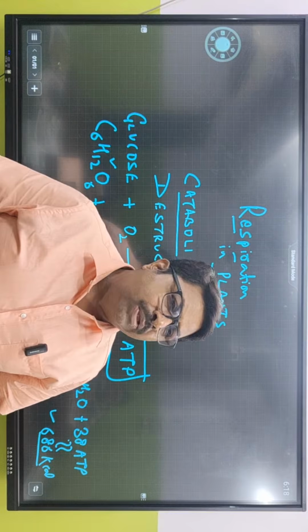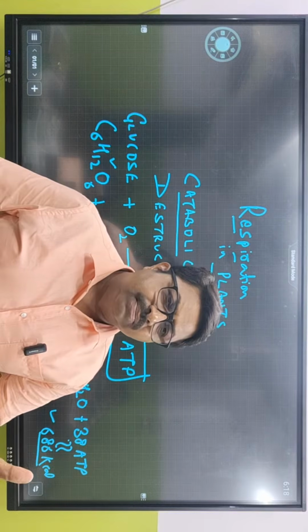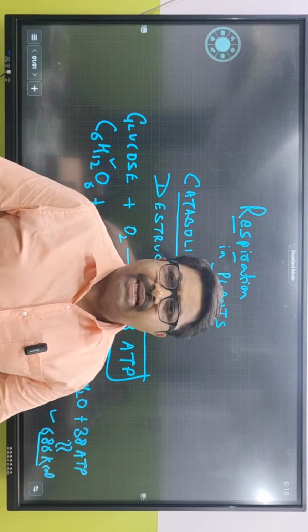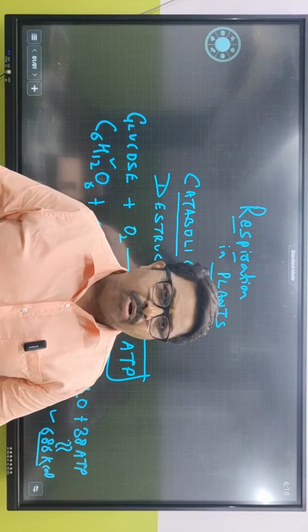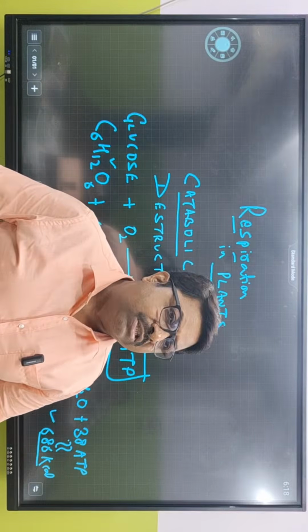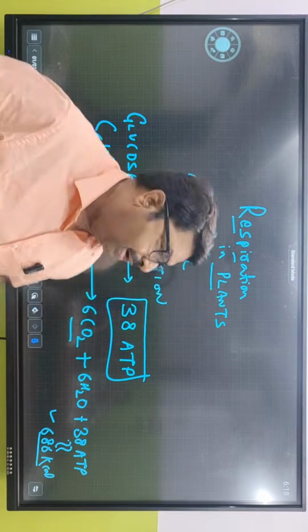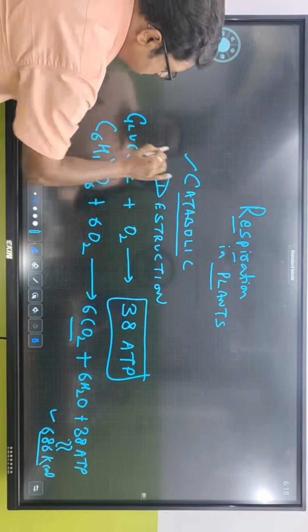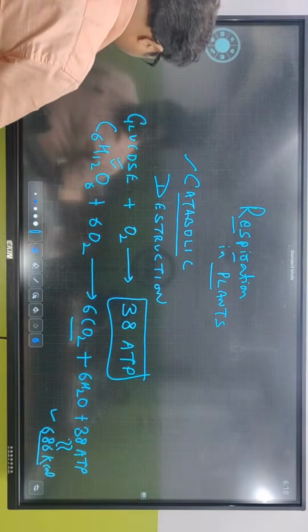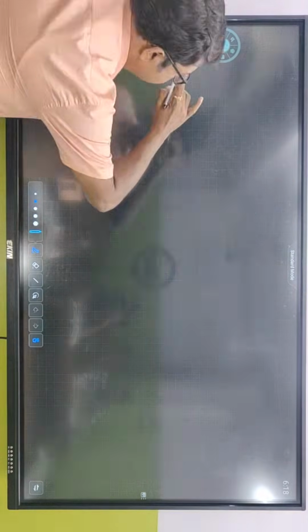Think about it. Normally we know that metabolisms are of two types. One is anabolism and one is catabolism. Anabolism is a constructive process, and catabolism is a destructive process. So because by breaking down glucose we are getting energy, we are calling it a catabolic process.